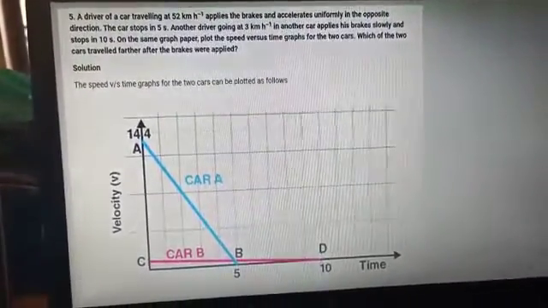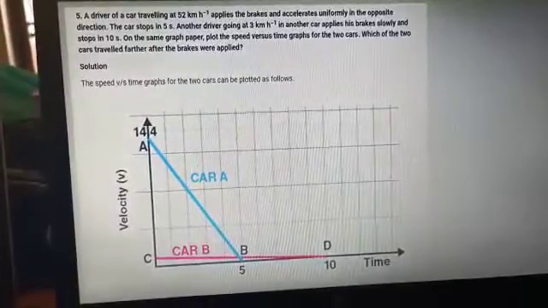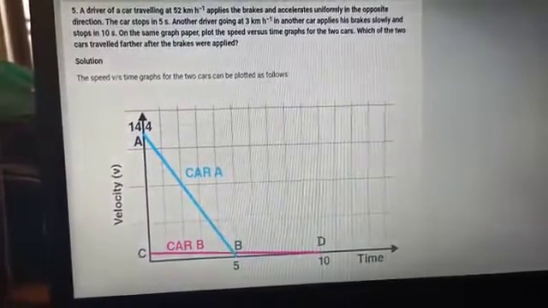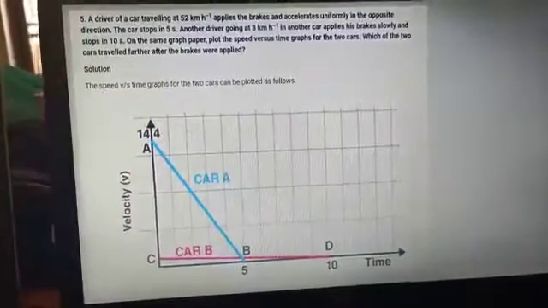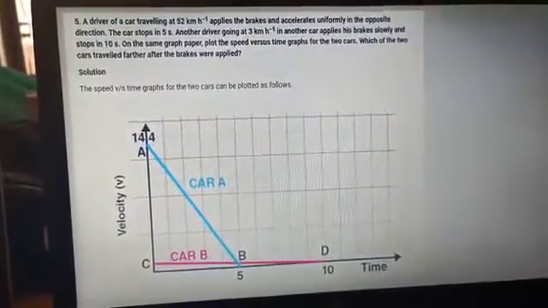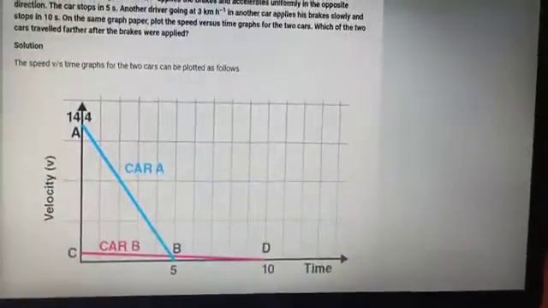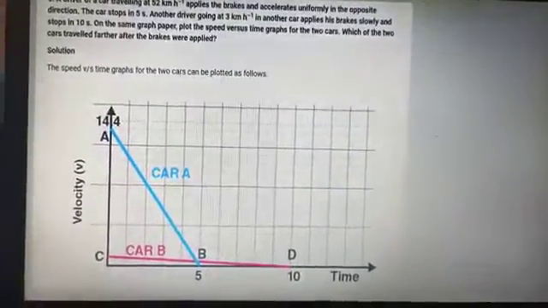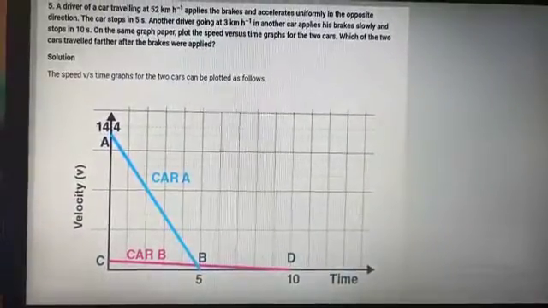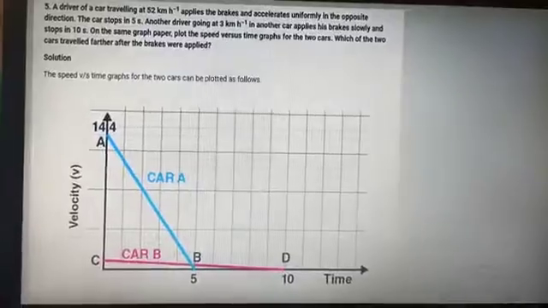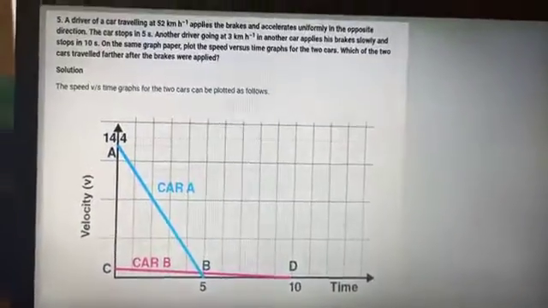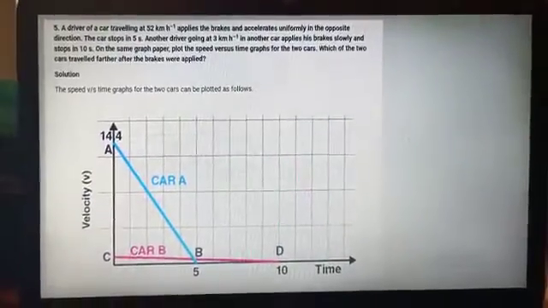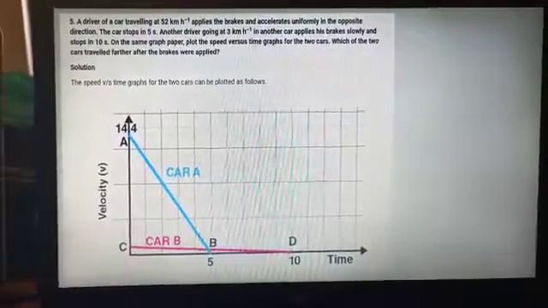A driver of a car traveling at 52 kilometers per hour, so this is speed, applies the brakes and accelerates uniformly in the opposite direction. The car stops in 5 seconds. Here when they say the car stops in 5 seconds, that means the final velocity is 0. Another driver going at 3 kilometers per hour in another car applies his brakes slowly and stops in 10 seconds. On the same graph paper, plot the speed versus time graph for the two cars. Which of the two cars traveled farther after the brakes were applied?